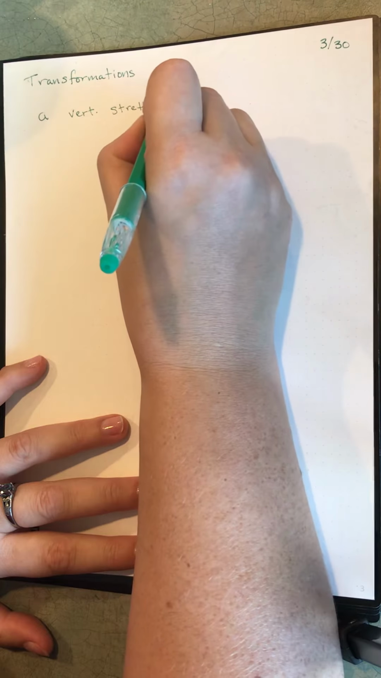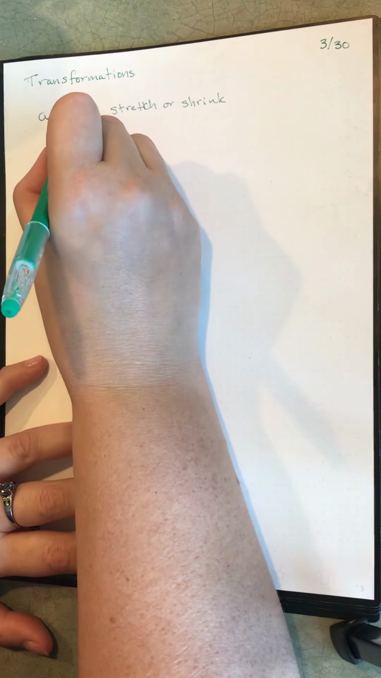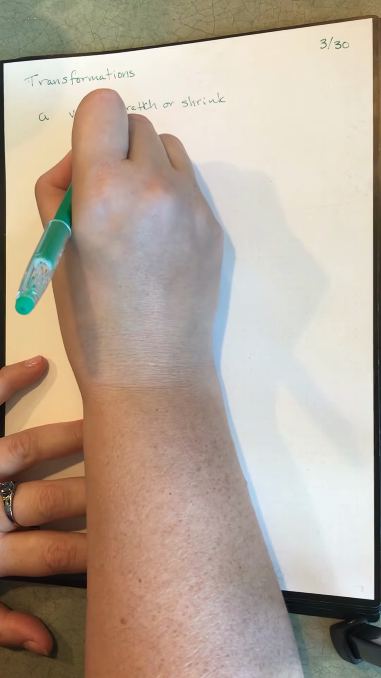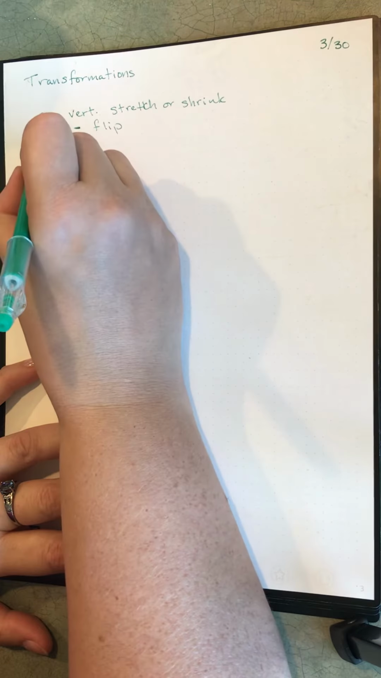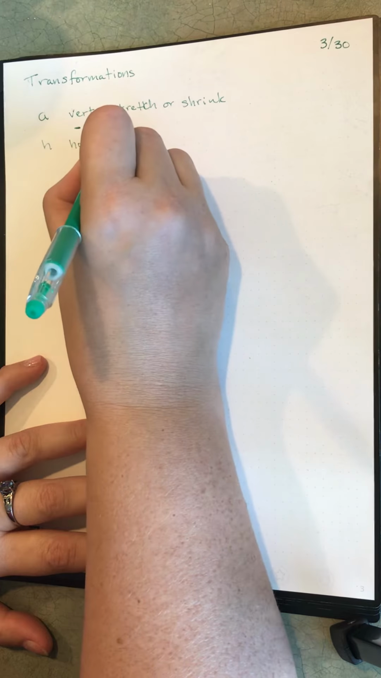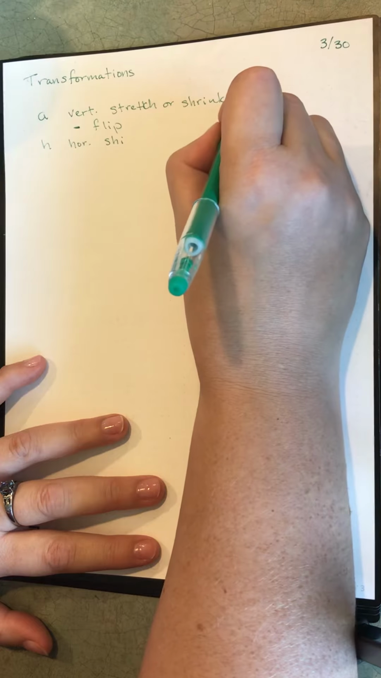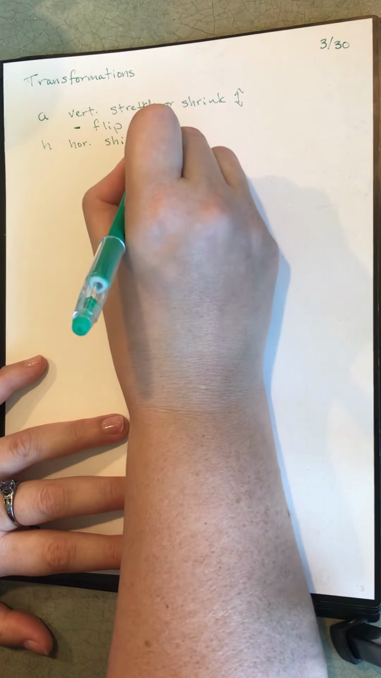which is the vertical stretch or shrink, and also when A is negative, it is a flip. We have our H, which is the horizontal shift. Remember, vertical is up and down, horizontal is side to side.